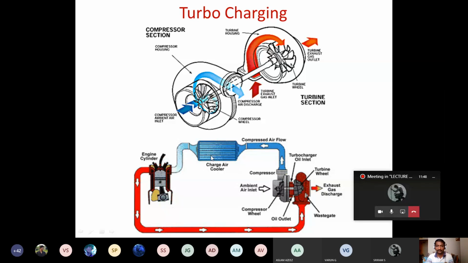Before it is being supplied, as you increase the pressure, its temperature also increases. If the temperature increases, then density decreases. To reduce the temperature, a charge air cooler is used, or this is also called an after cooler. So in the case of the turbocharger concept, we call this after cooler a charge air cooler.